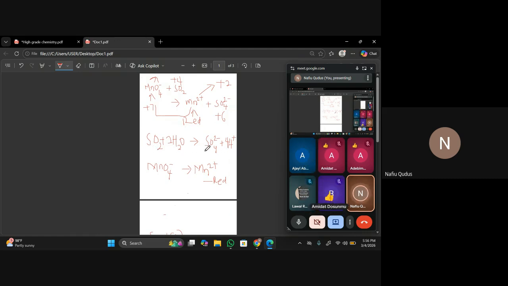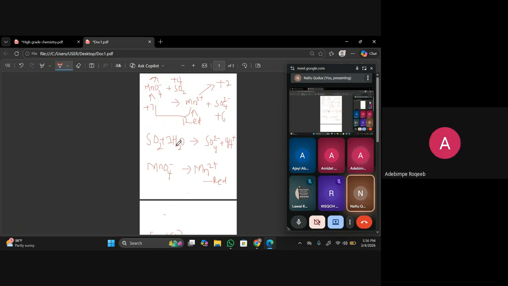Let's check if the first equation has been balanced atomically. How many sulfur do we have here? 1. How many sulfur do we have here? 1. 1 as well, right? Yes. Let's go for the oxygen. We have 2 here, we also have 2 here, making it 4. How many oxygen do we have in total here? 4.